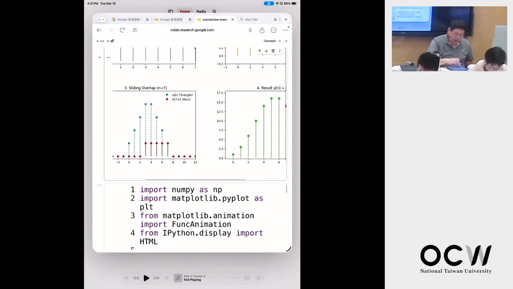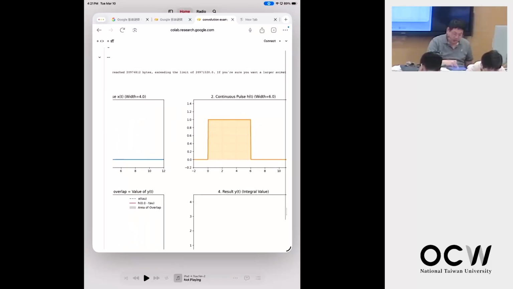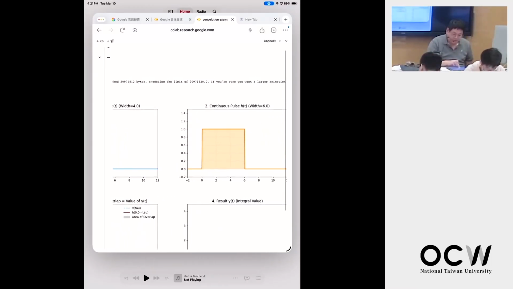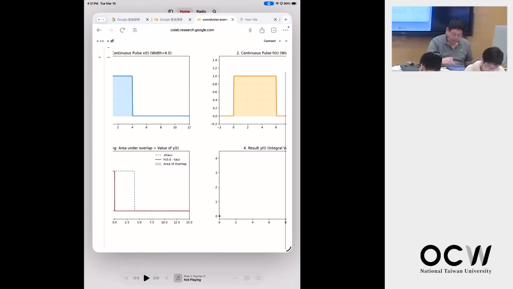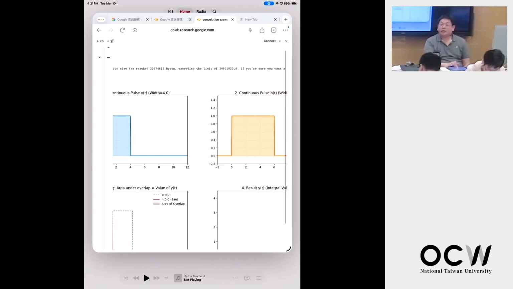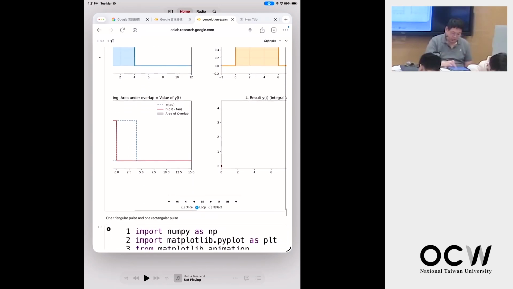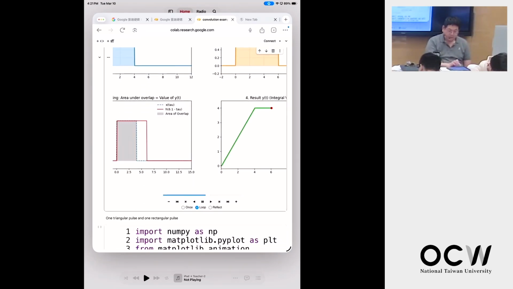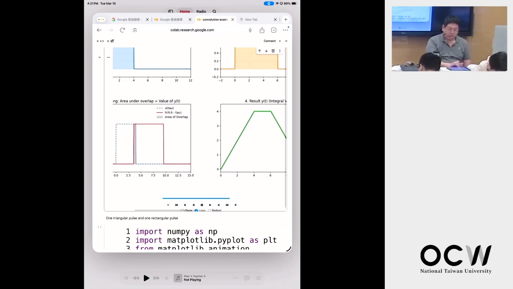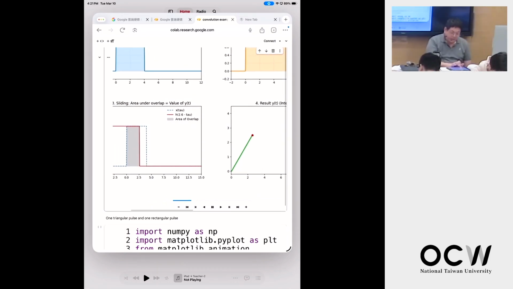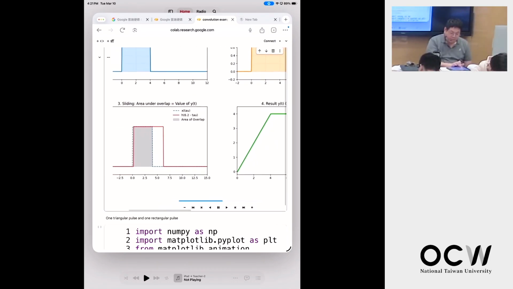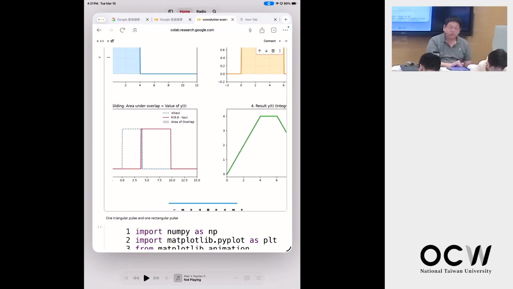Now let's see the continuous case. Here we have two rectangular pulses with different width. With a different width, you can expect what the result is. The shape should be what? Again, trapezoid. Right, and you can see that when you have the top, one is just all inside the other signal.